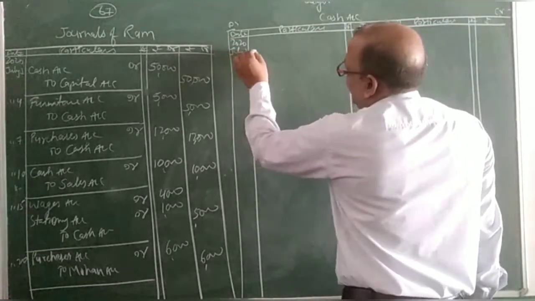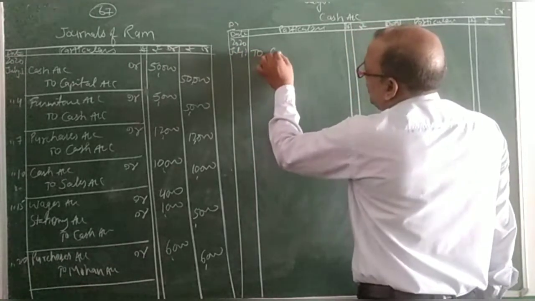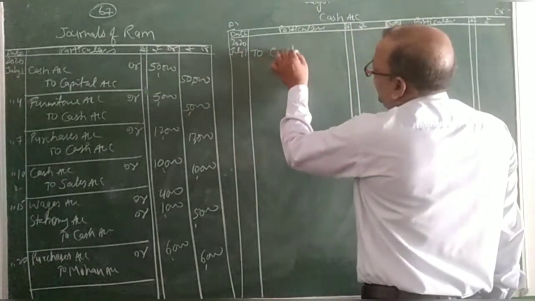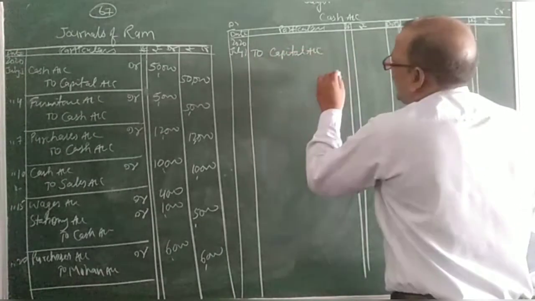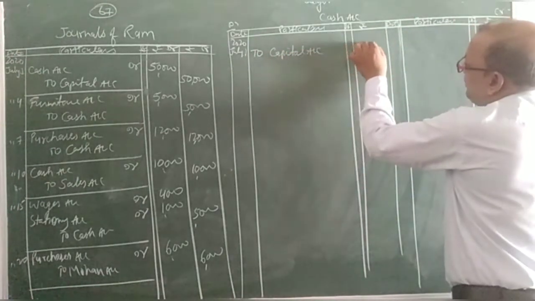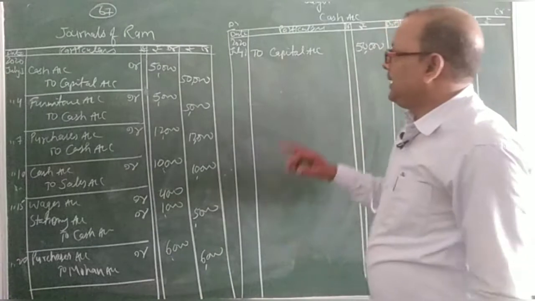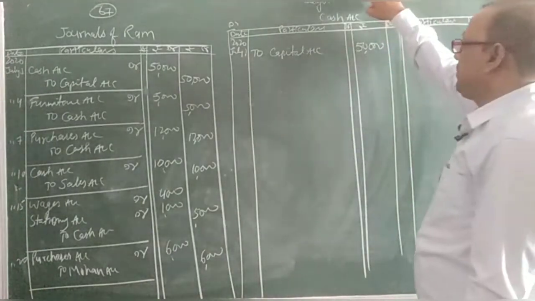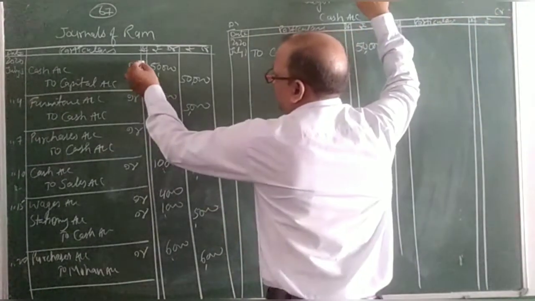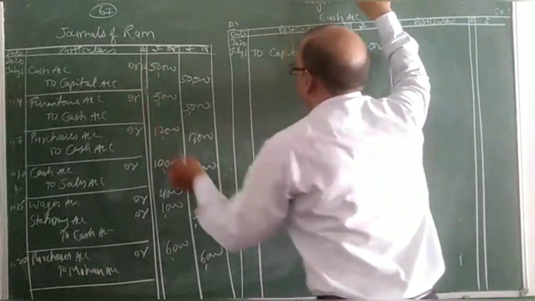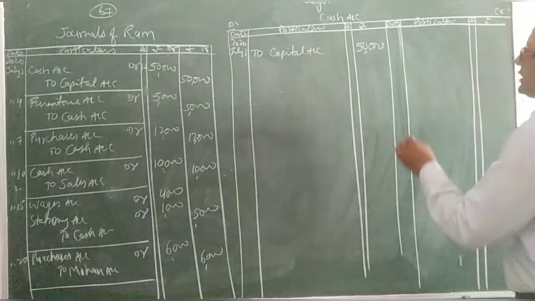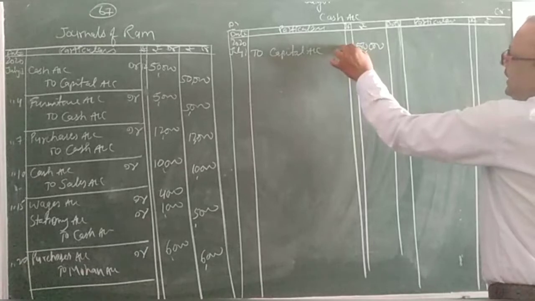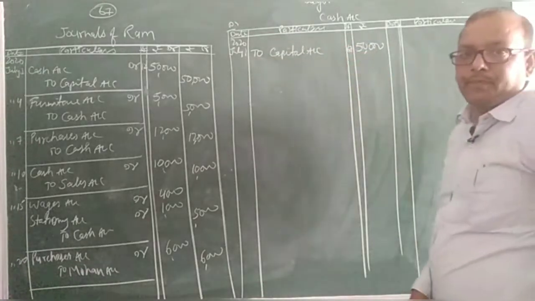2020 July 1, it is to capital account, because the opposite account is capital. The amount is 50,000. And see the LF column: the ledger page number is 12, so in LF we write 12, and the journal page number is 67, so here we write 67.